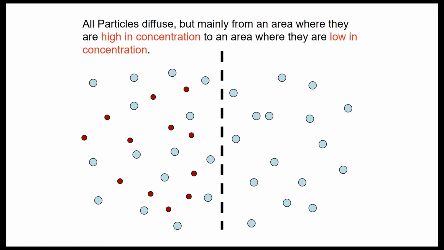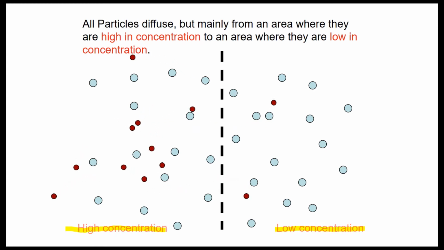So on the left hand side, we would say that these molecules are in high concentration. On the other side of the partially permeable membrane, they're in low concentration. There aren't any there. So these red molecules are going to move around. The blue ones will as well, but for simplicity, we're going to keep those still. So the red ones are going to move around. Now, because they're going to move around, some of them are going to end up on the other side.